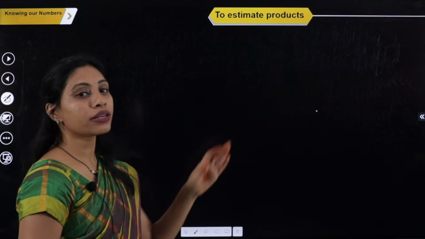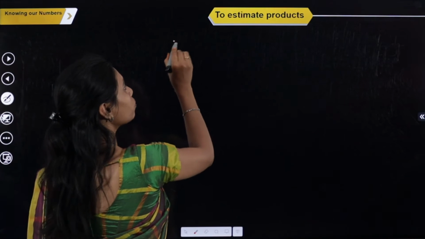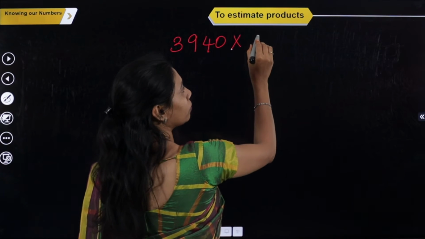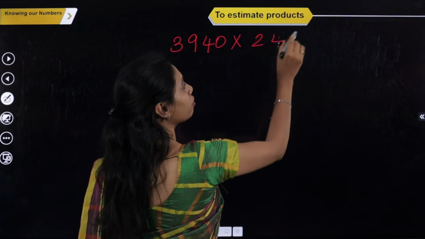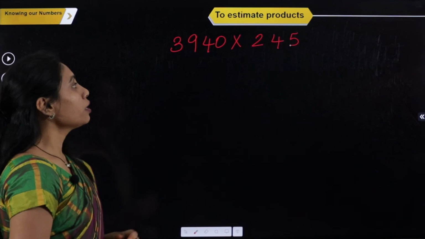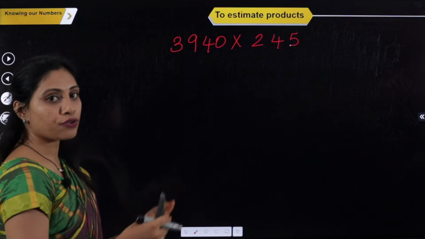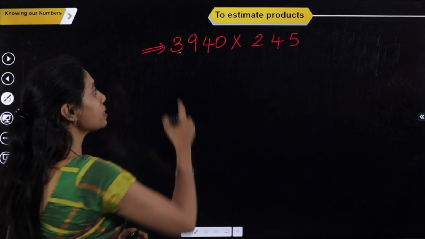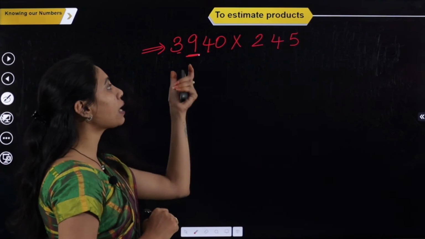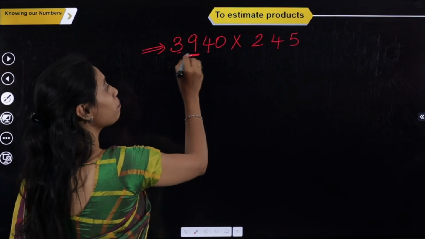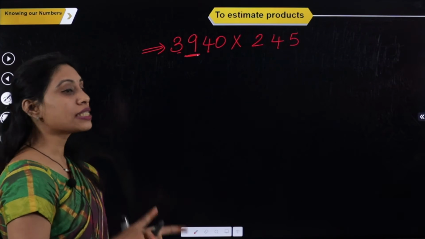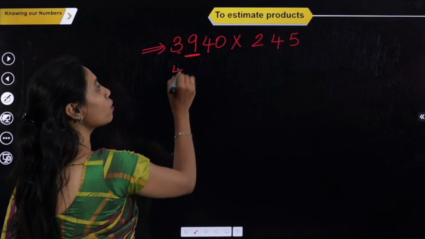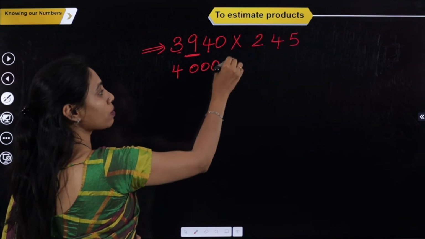Next one is estimation of products. So, here we have two numbers, 3940 into 245. Here if I see 3940, this is the general rule. I will be rounding off this first number to its thousands. For that purpose I will be underlining the hundreds place. The hundreds place here is 9. I know 9 is greater than 5. So, we have to add 1 to the left side of the underlined digit. 3 plus 1 is 4, and the rest everything I have to write as zeros.